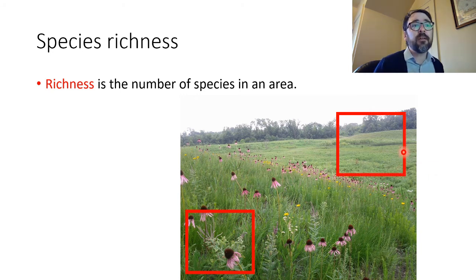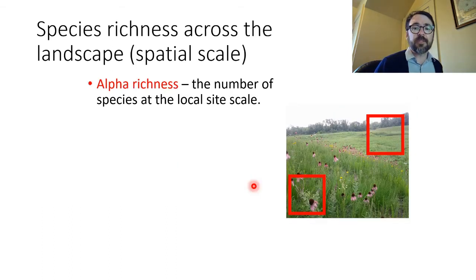If we go over here, maybe we find a different set of species, right? Some trees, maybe some riparian grasses. And so alpha richness is literally just the number of species that you find at some local scale. I don't know how easy this is to see, but I put the Greek letter alpha into these two quadrats.